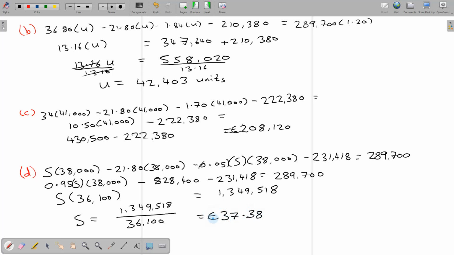€37.38. So this is probably one of the hardest, actually getting the selling price, especially when we have to factor in sales commission. We could have easily left all the S's to one side and all the numbers to the other side, and we would have eventually got the same 36,100. So just be careful when going through this, and if you are struggling, rewatch the video and try the question yourself. So that is part D.